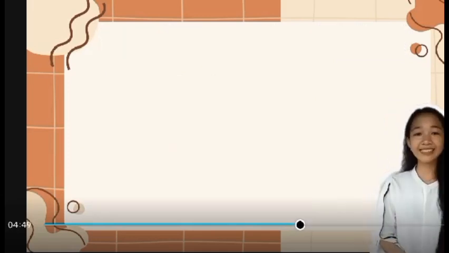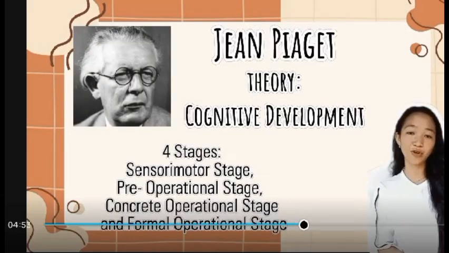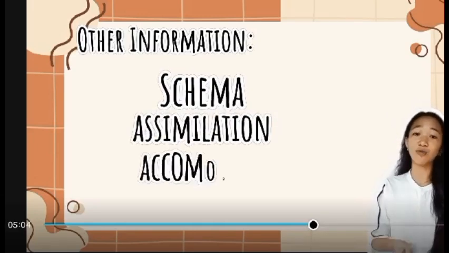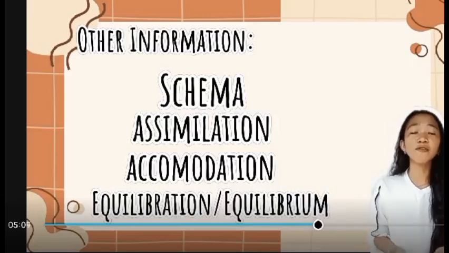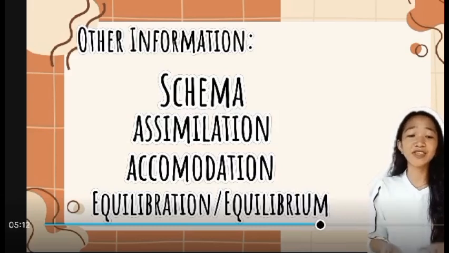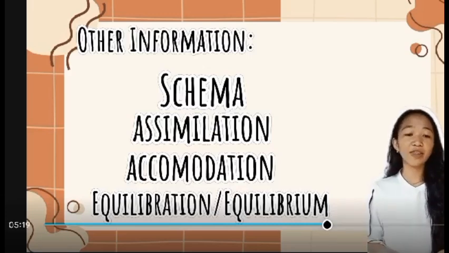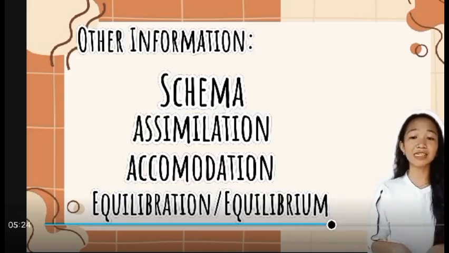We are now done discussing the four stages of cognitive development under the theory of Jean Piaget. Other information under Jean Piaget's cognitive development: the schema, assimilation, accommodation, and equilibration or equilibrium. Schema is a mental framework for organizing and interpreting information. Assimilation is the process of adding new information to existing schema by fitting new experiences into existing understanding.